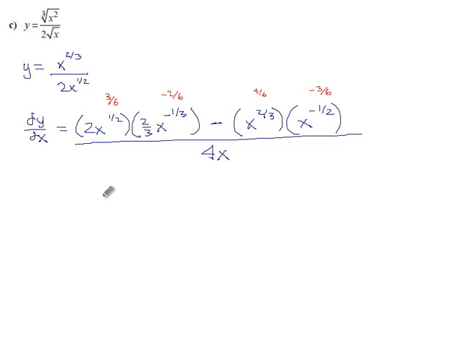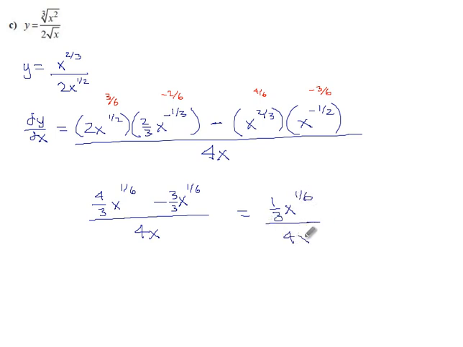First term, 2 times 2/3 is 4/3. X to the 3/6 plus minus 2/6 is 1/6. Then we get minus x to the 4/6 plus minus 3/6 is 1/6. Like terms. Nice. Okay, so if we subtract these, we have 4/3 minus, the coefficient here is 1. Think of it as 3/3. 4/3 minus 3/3 is 1/3 x to the 1/6 all over 4x.